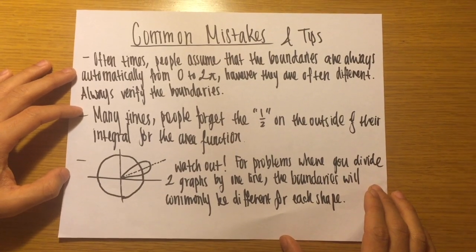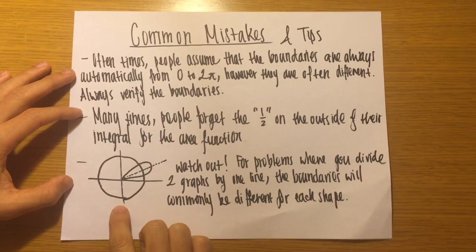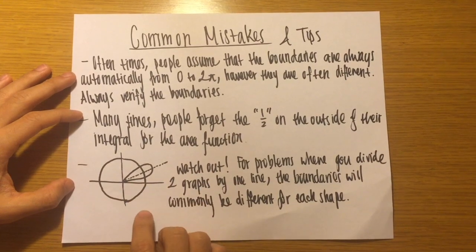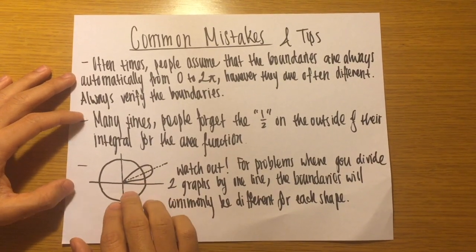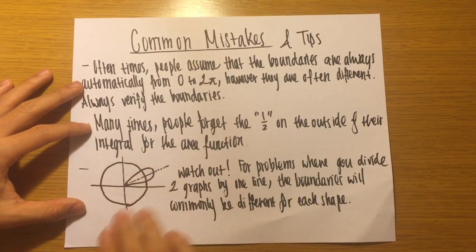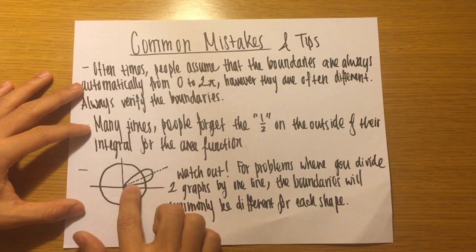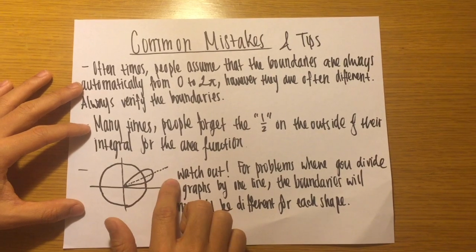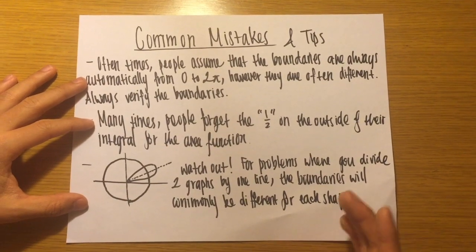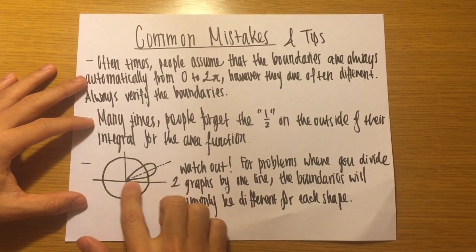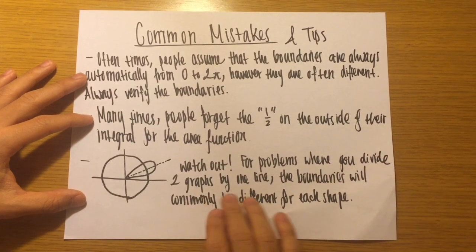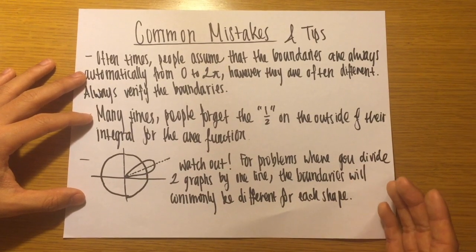And last but not least, watch out. Here's a tip. When you have two graphs overlapping and you want to find the overlapping area for some of these, many times if you have a curve like this, you're not just going to find the area underneath here with this single shape subtracted by this, because it's not going to be accurate based off of the boundaries you use. Many times you have to draw an extra line, and then you have to integrate from those boundaries and work accordingly. If you don't do that, many times you'll be missing or have extra area in your answer. So for problems when you divide two graphs by one line, the boundaries will commonly be different for each shape.